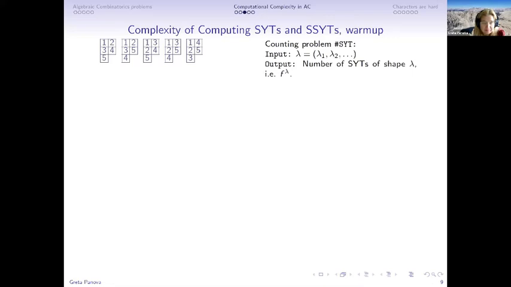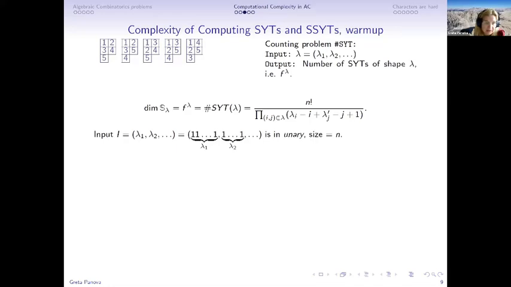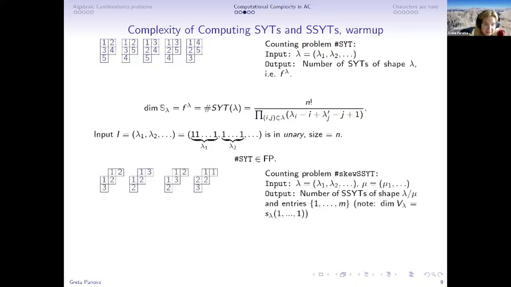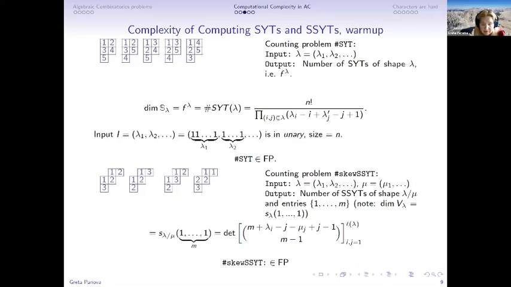So where do we stand with our favorite objects? I'm going to skip this pretty quickly. The number of standard Young tableaux can be computed in polynomial time. You have a formula. For the number of semi-standard Young tableaux, the Schur function of a given shape, there is no product formula, but there is a determinantal formula, and it's also polynomial, so it's pretty nice.